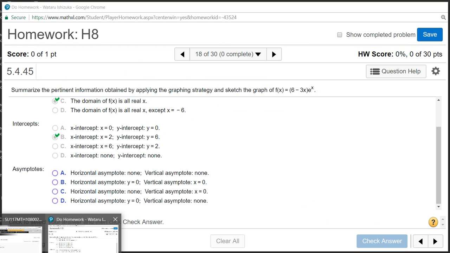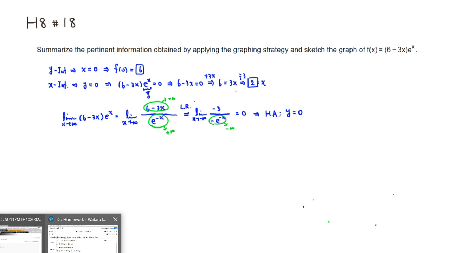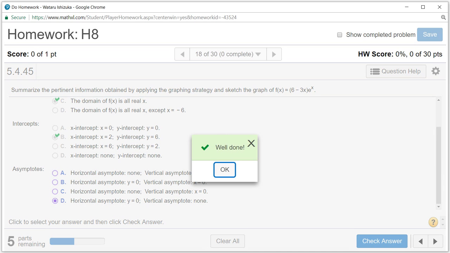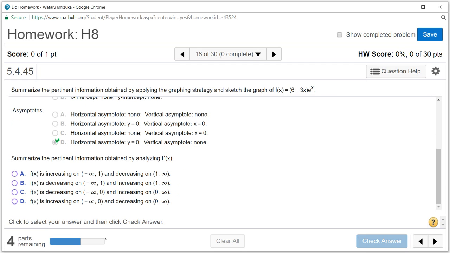So there's no vertical asymptote. The horizontal asymptote is y equals 0. Not that one, horizontal y equals 0. So D is the right answer. Let's check the answer. All right, we got that.